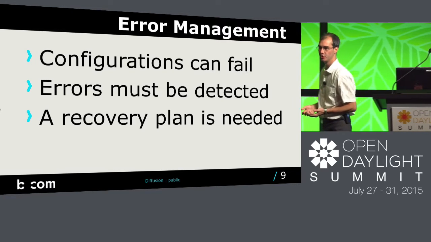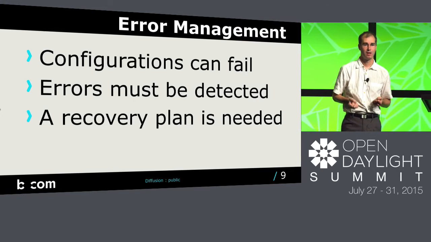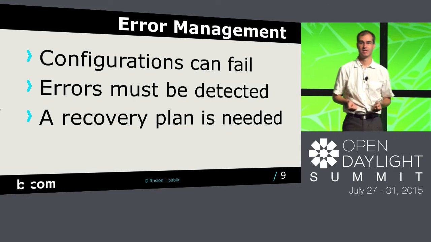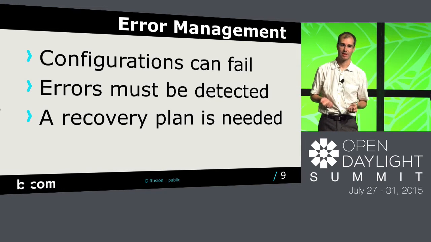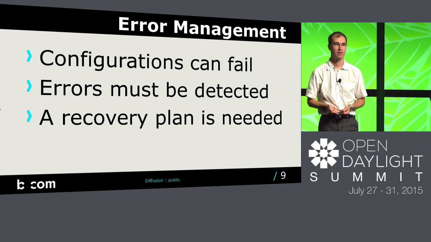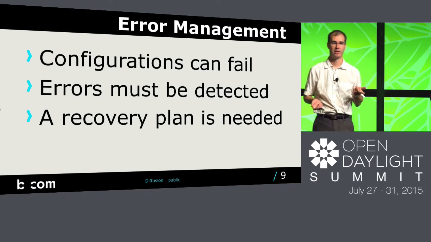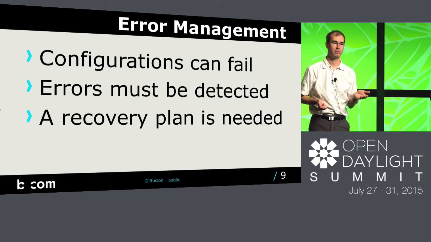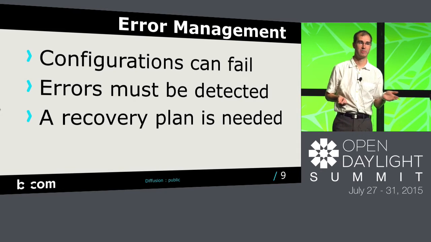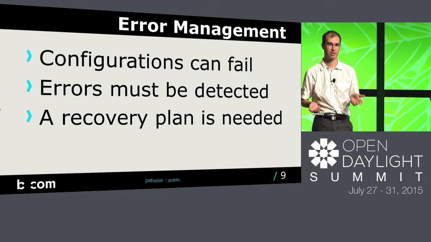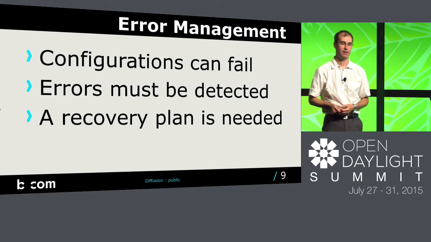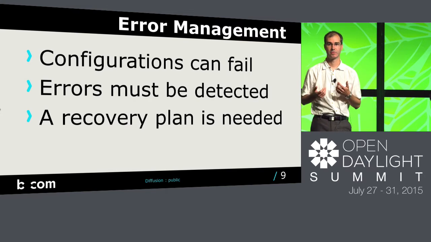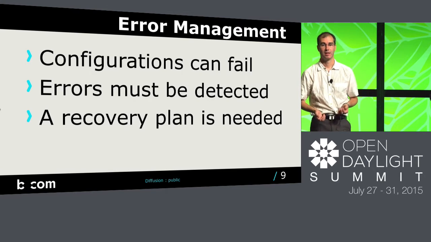So the second key issue was error management. When you're configuring devices, sometimes the configuration fails, and it can be for several reasons. It can be because the device reported an error, for instance because you gave it a wrong configuration, or it could also be because someone locked the device and it's not possible to configure it. Also, sometimes the network device is not reachable. And then again, it can be for different reasons.